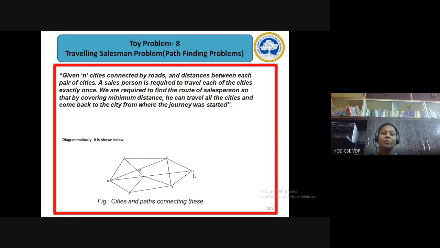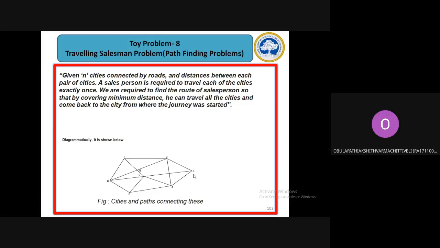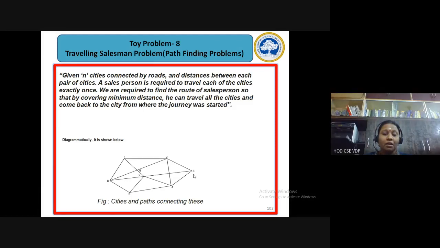Coming to the toy problem 8, that is pathfinding problems. What is the traveling salesman problem? Can someone just recall what the traveling salesman is? He needs to travel. There will be n number of cities given. He has to travel through all the cities, and he has to go to each city only once, and he has to use a path with minimum cost to go to all the cities. And he has to visit each city only once, not more than once, right? So that was also included in your statement, right?